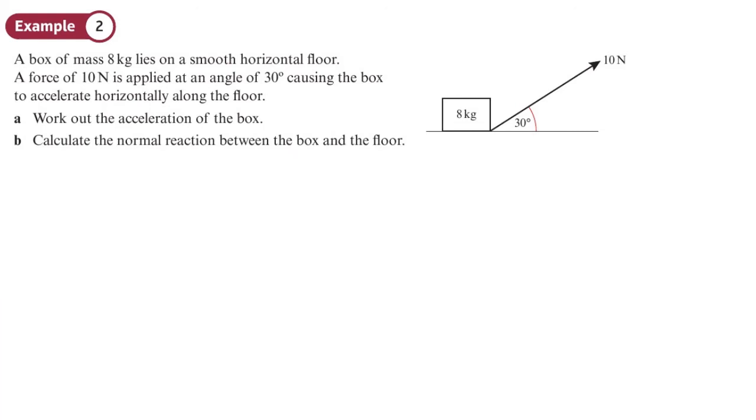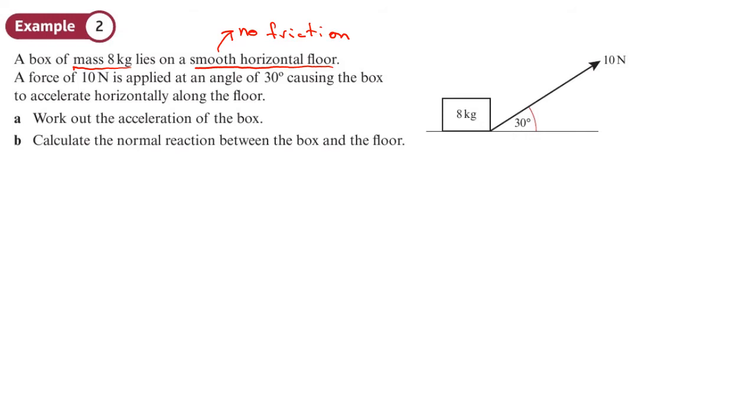Okay, so let's have a look at this question here. So the first thing you do is read through the question and see if there is any extra information that's not on the diagram. So we've got a box of mass 8 kilogram. Yep, it's on a smooth horizontal floor. Okay, so that means no friction. Yeah, so we don't need to worry about friction. A force of 10 newtons is applied at an angle of 30 degrees, that's on the diagram, causing the box to accelerate along the floor. Work out the acceleration.